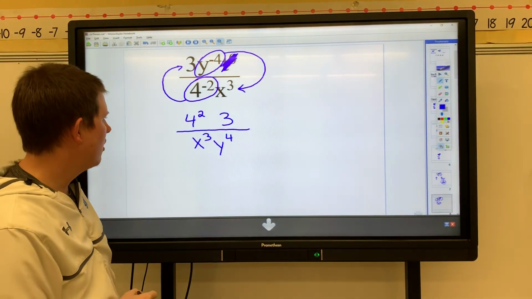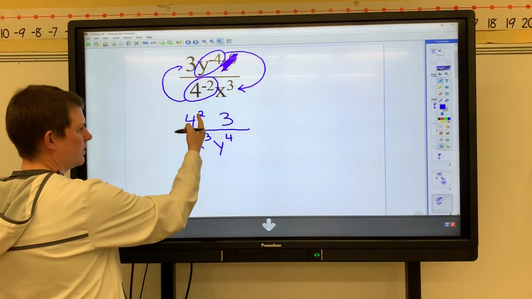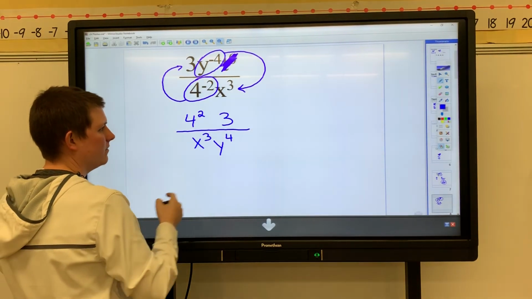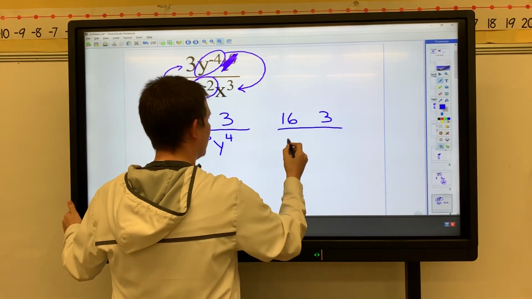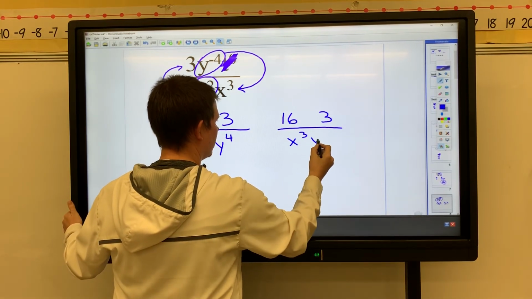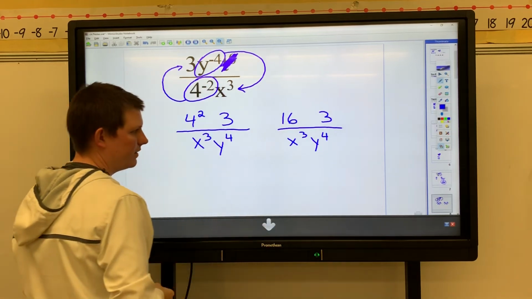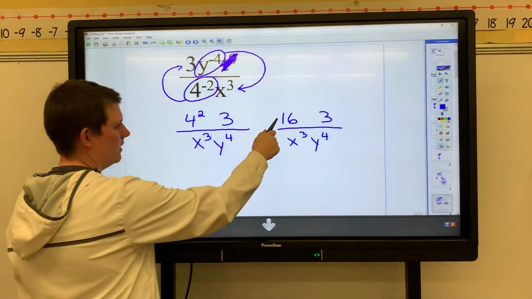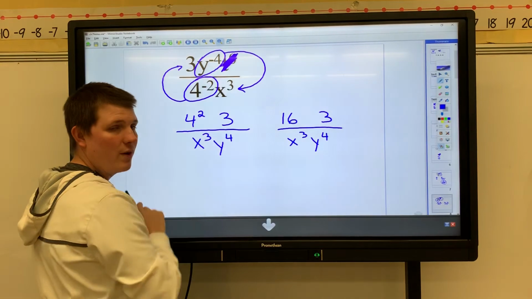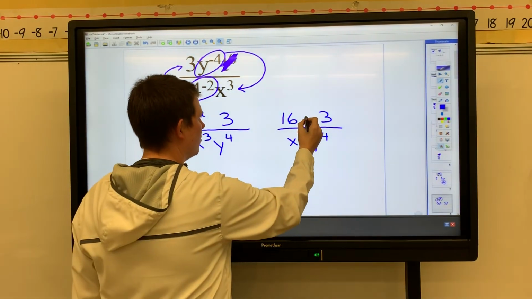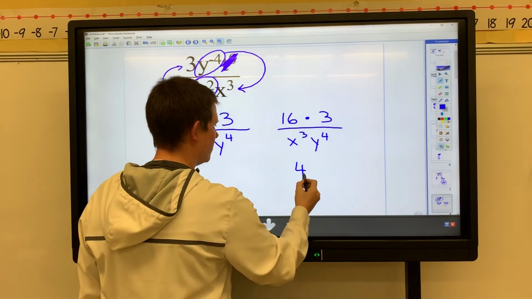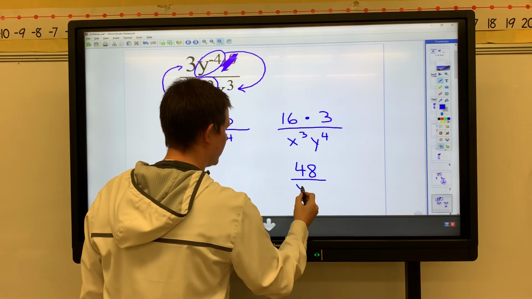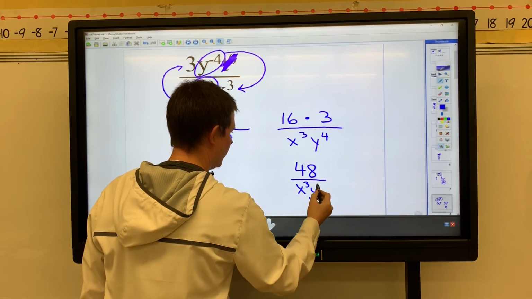So now in the numerator, all I have to do is combine these. I have to do 4 to the second and make it 16. So it's going to be 16 with the 3, x to the third, y to the fourth. And now I have to combine those two. After I do the exponent, you have to do the exponent first, I am then going to multiply them. 16 times 3 is 48. So 48 over x cubed, y to the fourth.